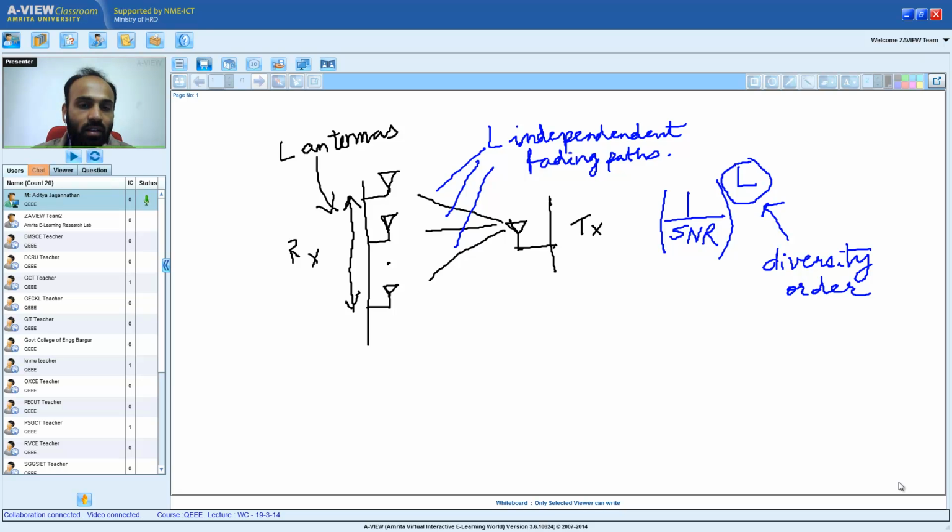Then we have seen the probability of deep fade, how this probability of deep fade varies, and what is the reason for the probability of deep fade, and also finally we have seen the notion of diversity order. So that completes our discussion on diversity.